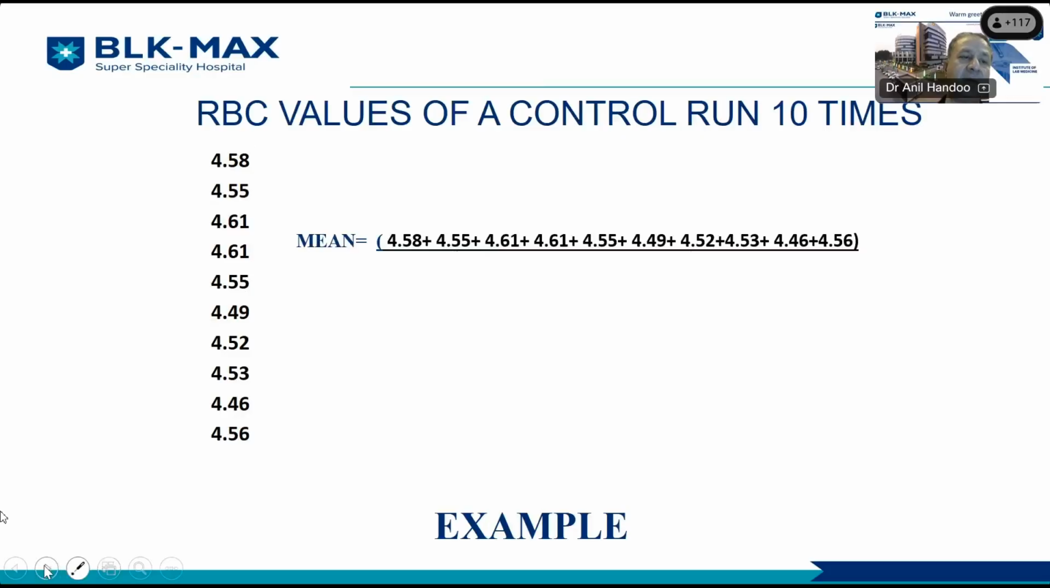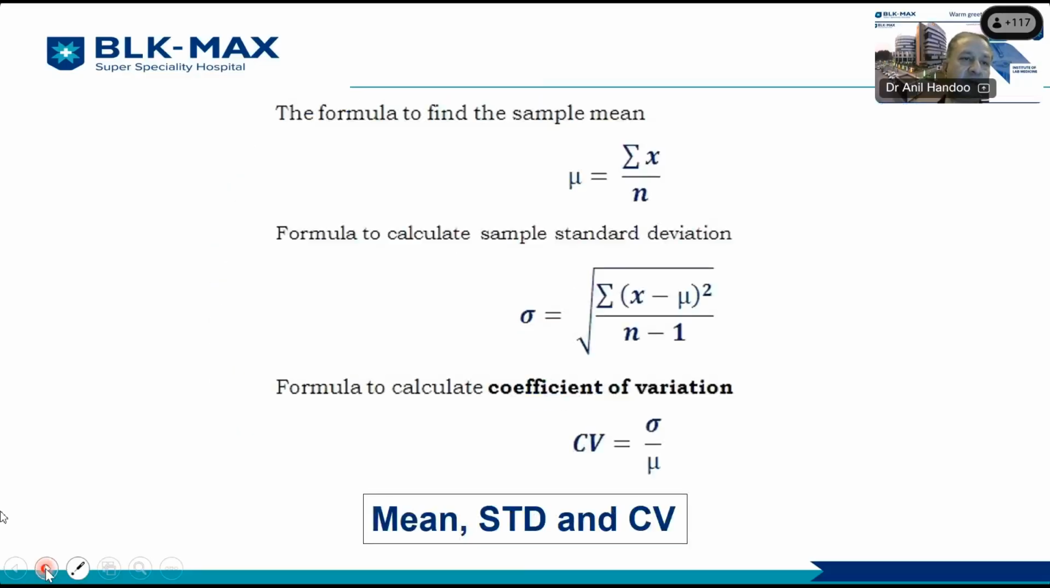So you'll add them up and divide by the total number, and that will get you the mean. Okay. So this is your mean. The mean is 4.55. So this is how you get a mean of numbers. And I'm sure all of us know how to get the mean, a usual mean.